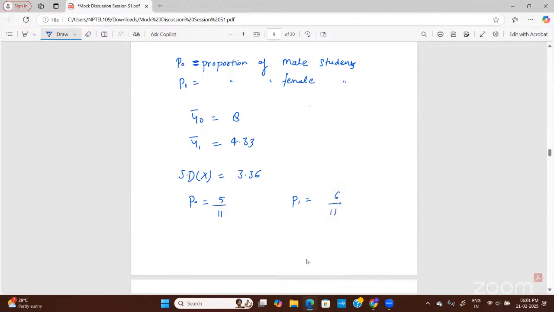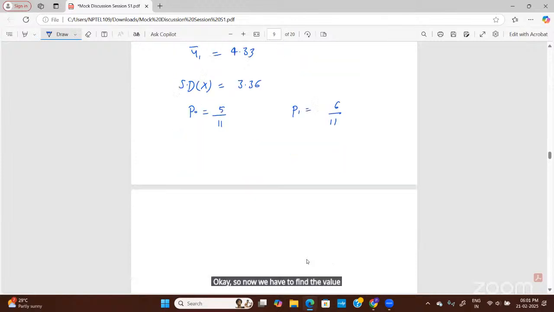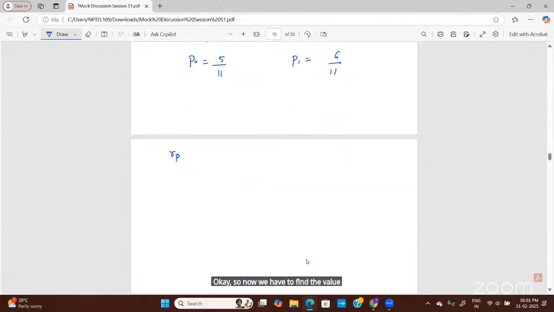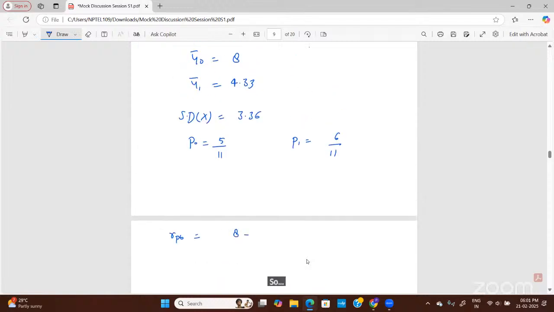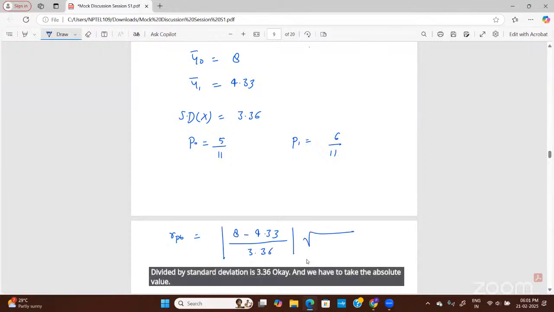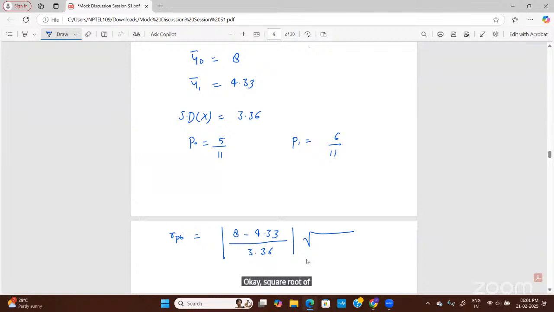Now we have to find the value of the point biserial correlation coefficient. Just put all the values. The difference is 8 minus 4.33, divided by the standard deviation, 3.36. We have to take the absolute value, times the square root of P1 and P0, so 5 by 11 into 6 by 11.